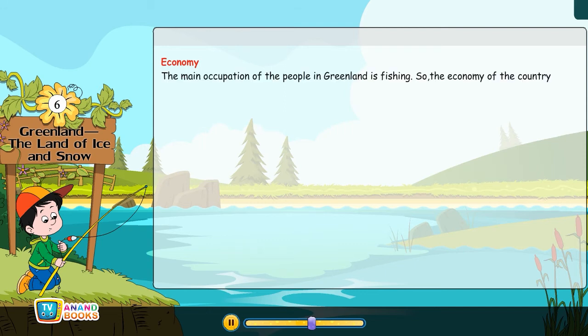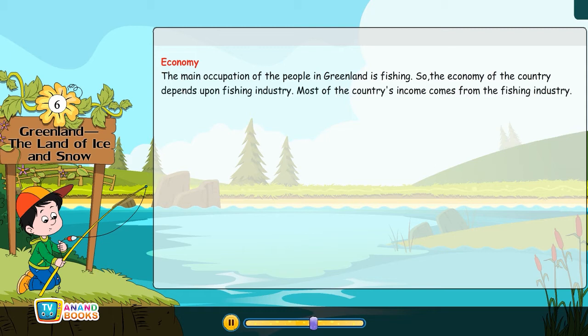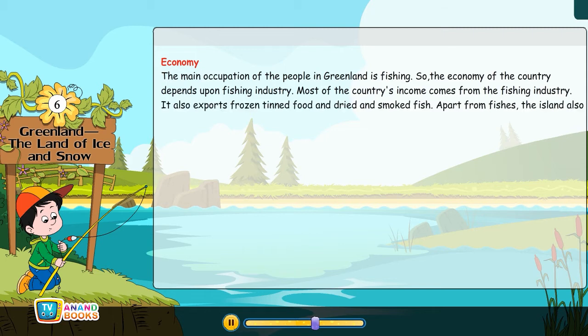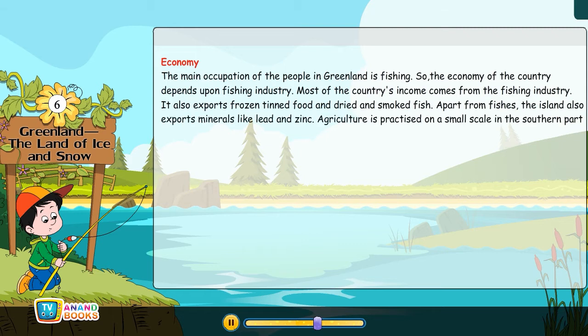Economy. The main occupation of the people in Greenland is fishing. So, the economy of the country depends upon fishing industry. Most of the country's income comes from the fishing industry. It also exports frozen tinned food and dried and smoked fish. Apart from fishes, the island also exports minerals like lead and zinc.